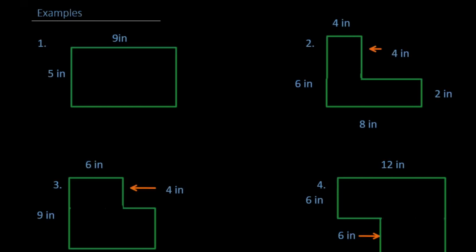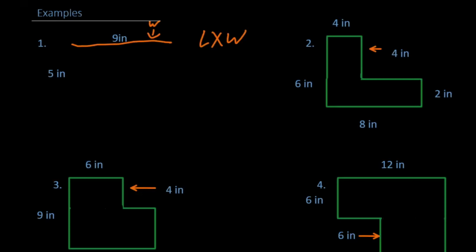So how you find the area of a shape is you have to multiply the length. This is the length, which stands for L. So L times the width, which is W. L times W just means length times width, okay?